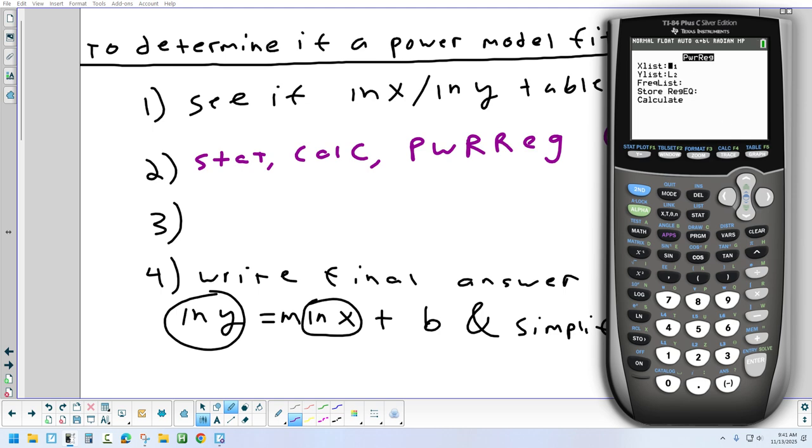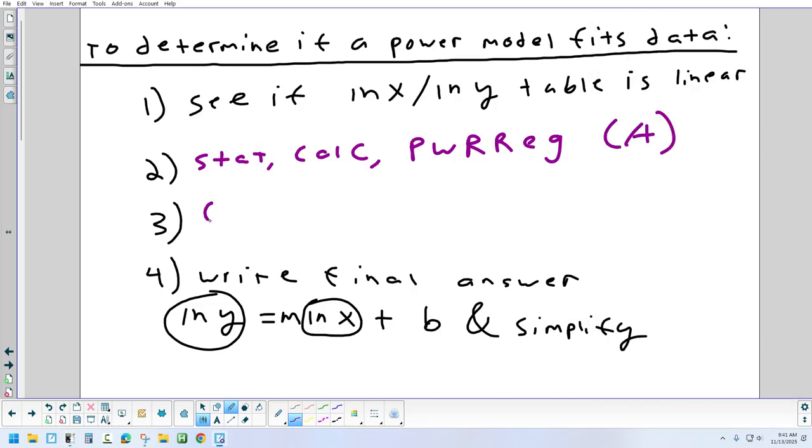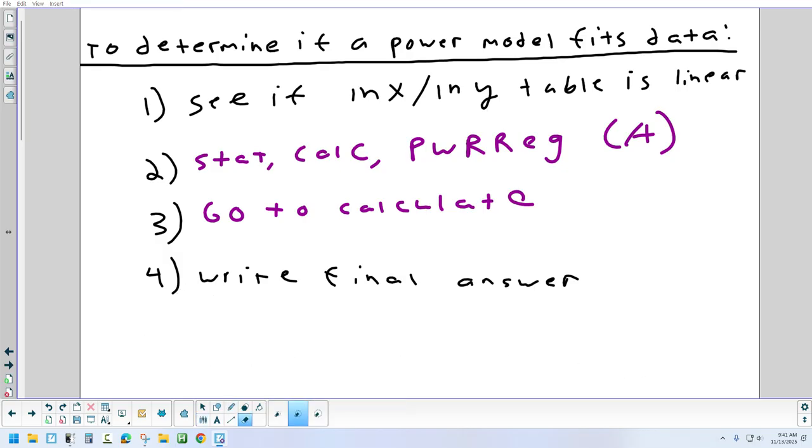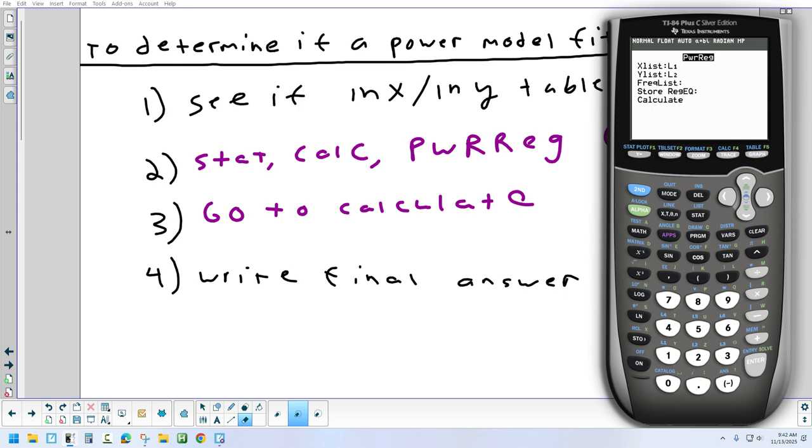If you put your x's in L1 and you put your y's in L2, there's nothing you need to adjust. If you didn't, this is where I told you there'd be an extra step. So all we have to do, because we set everything up that way, is go to calculate. Okay, so go to calculate, hit enter, and it gives us some values.